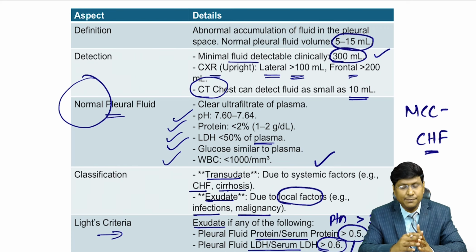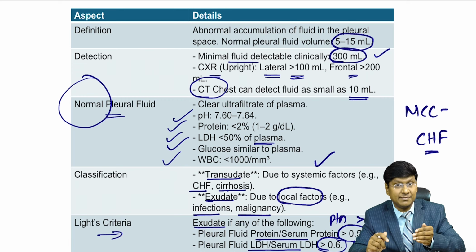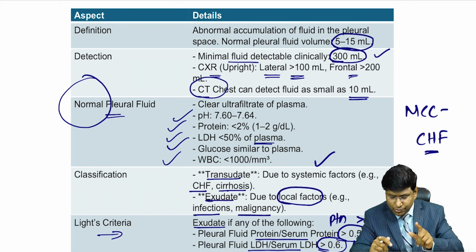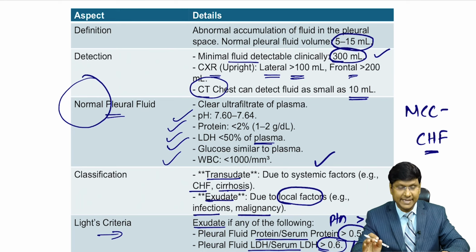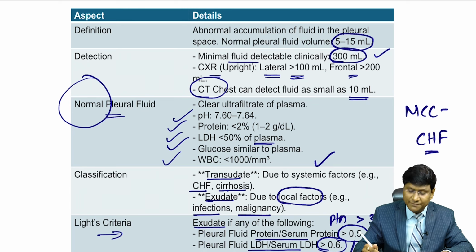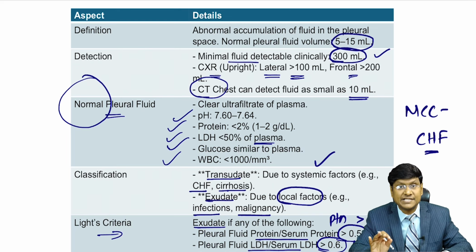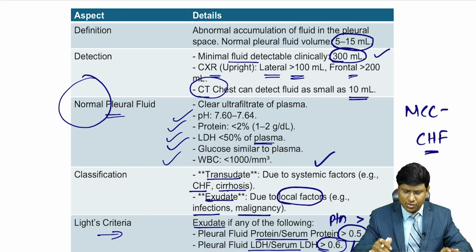So that is the pleural fluid LDH value, right? So the pleural fluid LDH to the serum LDH ratio should be more than 0.6, right? Or the pleural fluid LDH should be more than 2/3 of the upper normal serum LDH limit. So out of these three parameters, at least one should be positive for the Light's criteria to be considered as positive, right?